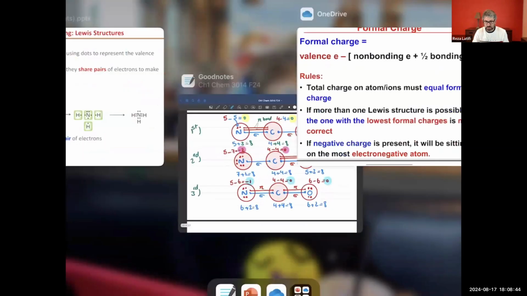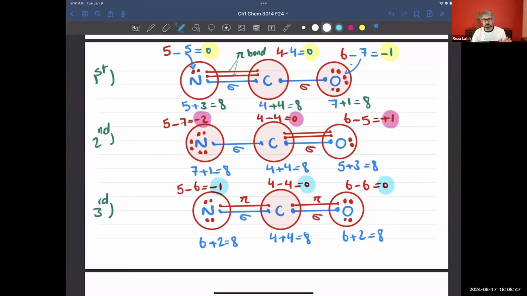So let me go back for a second. If you add all the formal charges, the blue, the purple, the red, or let's say yellow, when you add them, the answer is minus 1. So that one we got it correct. Next.